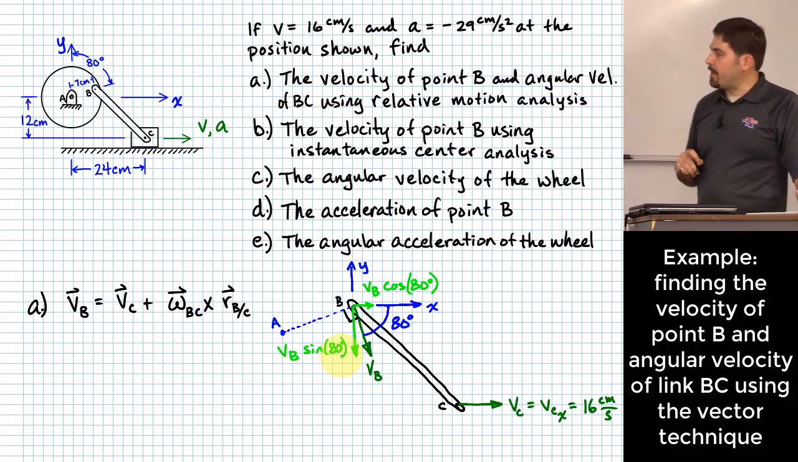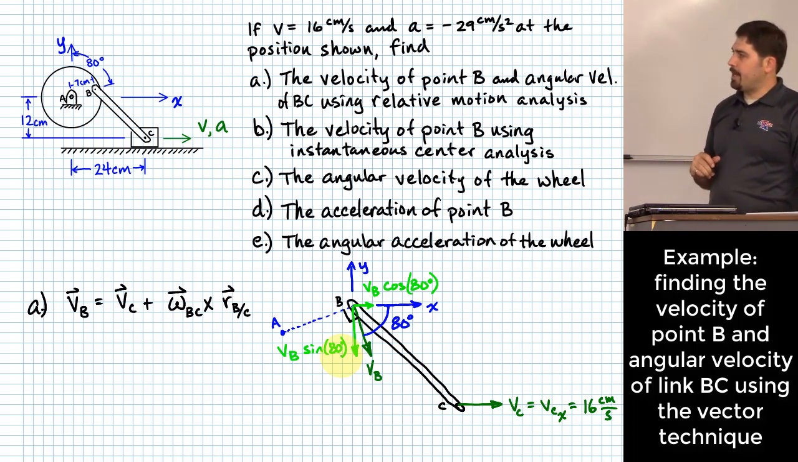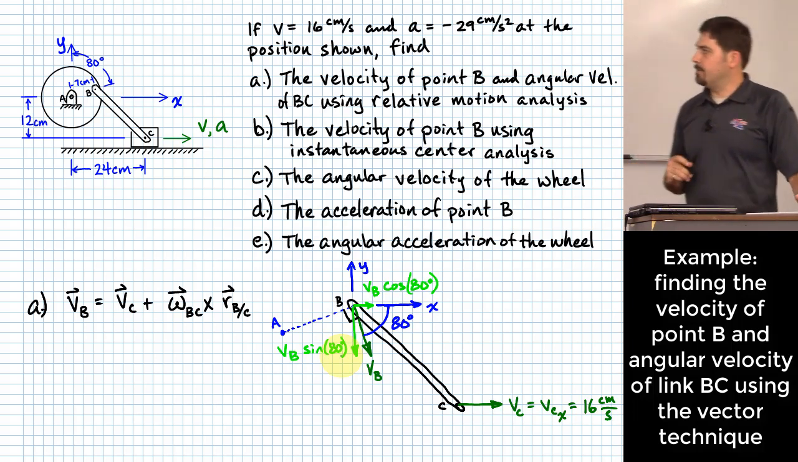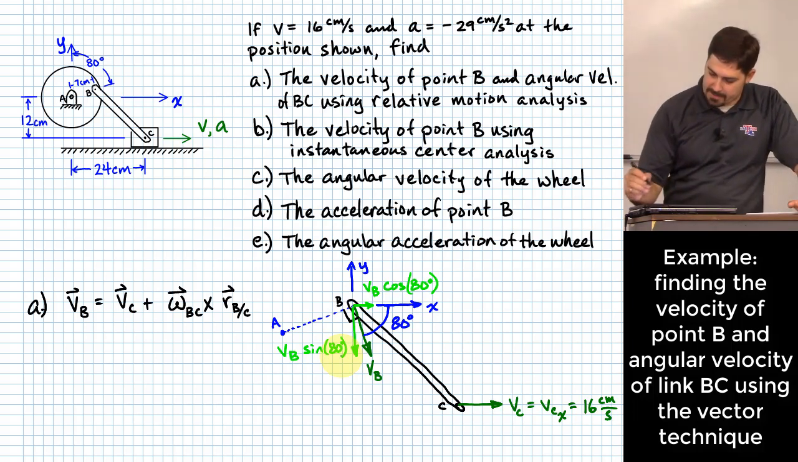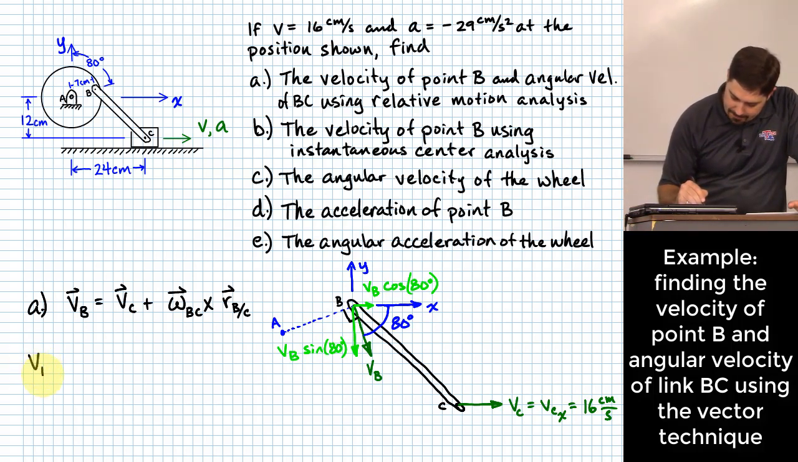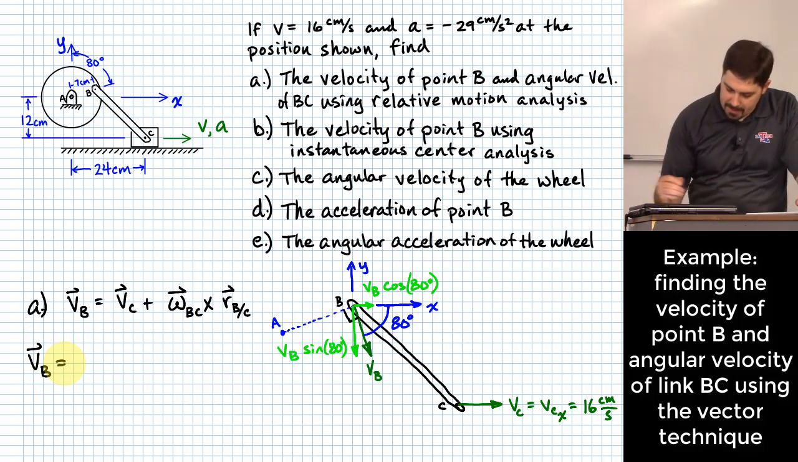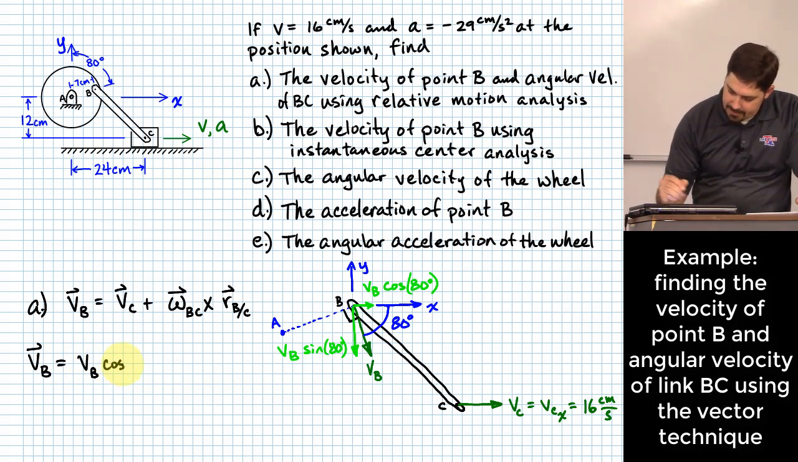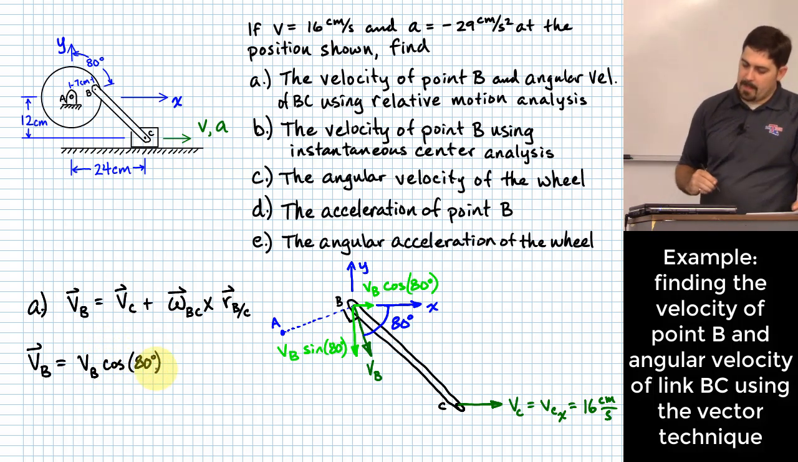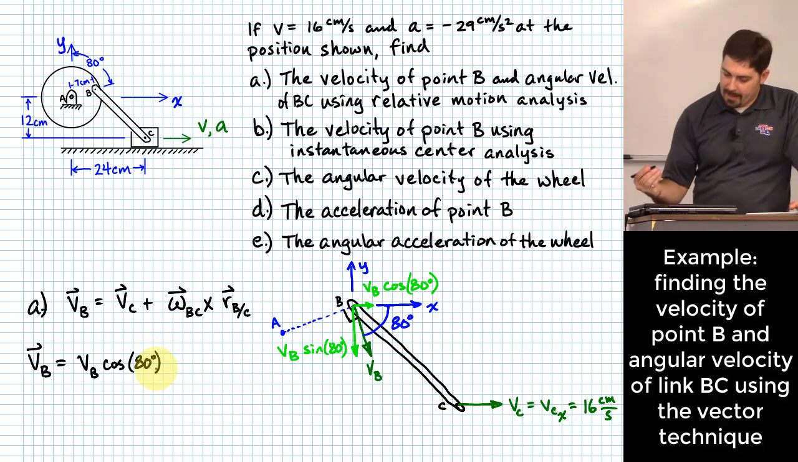All right, so now that I've got my little diagram set up, let me go ahead and start identifying all these vectors that I have in this equation, VB, VC, and then omega BC and R of B with respect to C. So VB. Okay. If I'm going to state this as a vector, what I would say is that VB is equal to just the magnitude of VB times the cosine of 80 degrees. Okay. And then that is going to be multiplied by I.